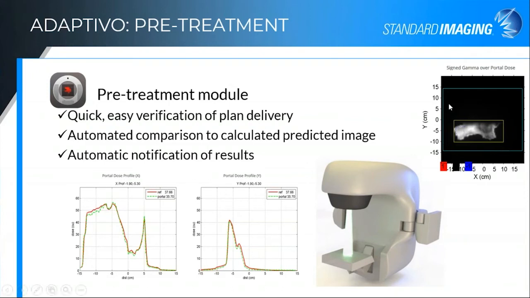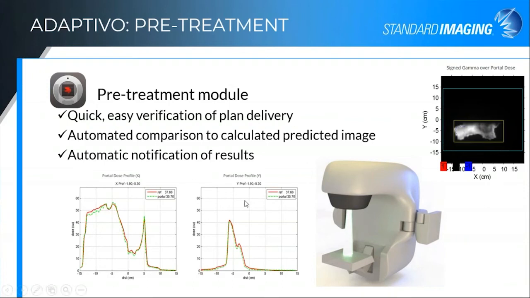We show images of the measured treatment portal compared with, or this one actually has signed gamma on it. So we do a gamma analysis between the measured image and the predicted portal image. And then we actually assign a plus or minus value to those failing pixels so that you can tell whether they failed because we measured less dose than was predicted or because we measured more dose than was predicted, which is extremely helpful in terms of troubleshooting, particularly in some of the examples I have later for patient data.